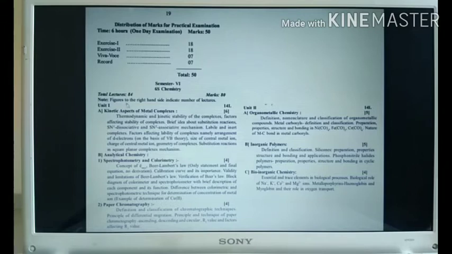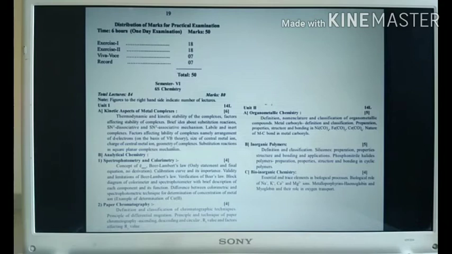Now let me go ahead with unit 1. A total of 84 lectures are allotted to us, and your theory paper, as you all know, is of 80 marks. Unit 1 comprises two parts: part A, kinetic aspect of metal complexes, and part B, analytical chemistry. In this unit we have to study the thermodynamic and kinetic stability of complexes.